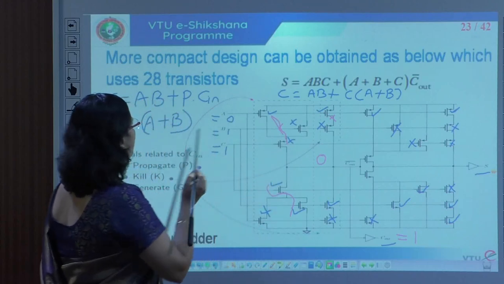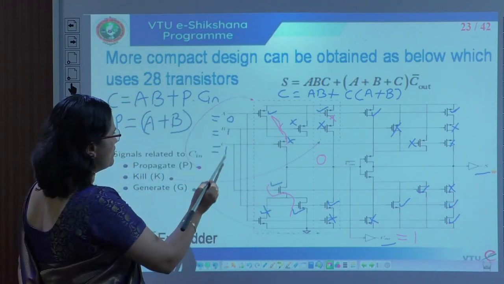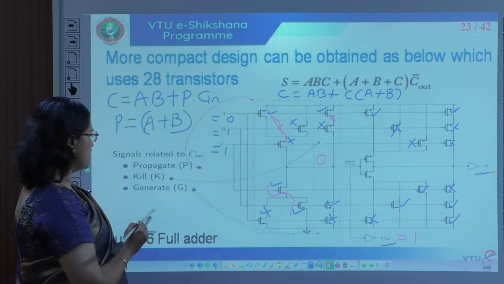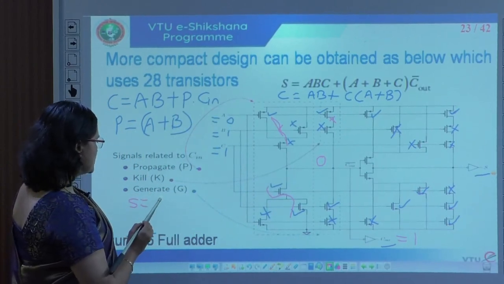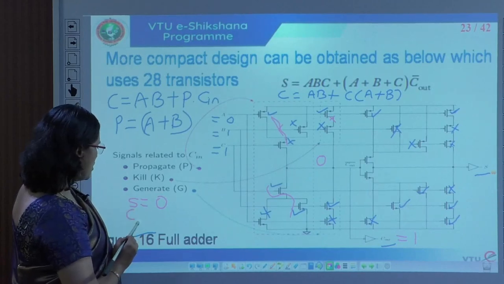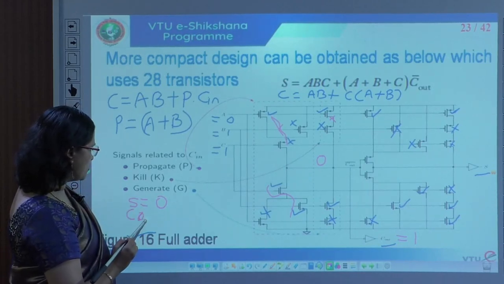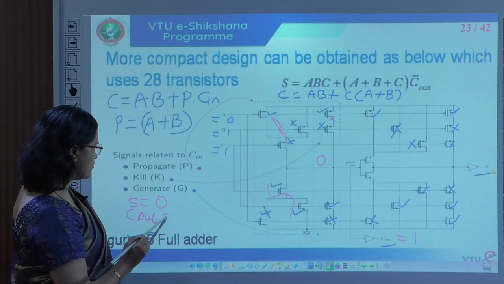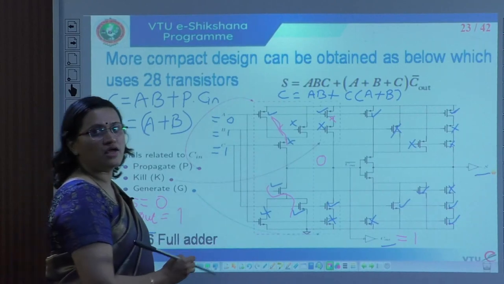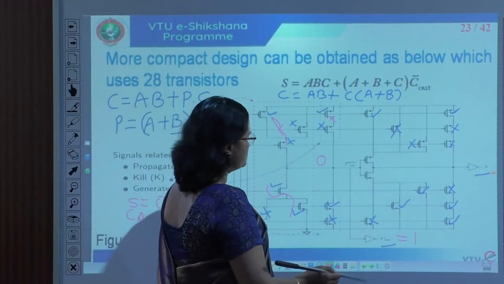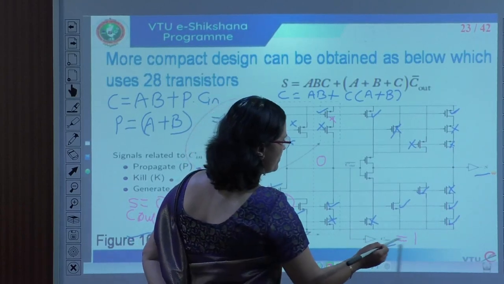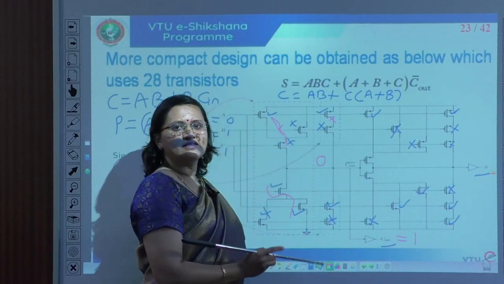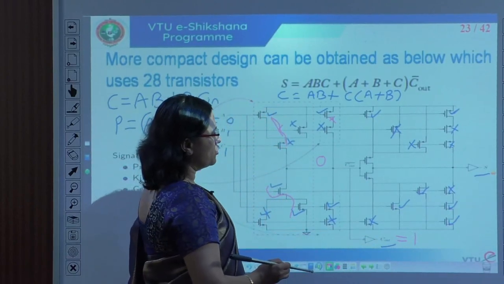What is the output we are supposed to get for the 0, 1, 1 combination? For the 0, 1, 1 combination, we get Sum equal to 0 and Cout equal to 1. So now we got the carry output as 1.